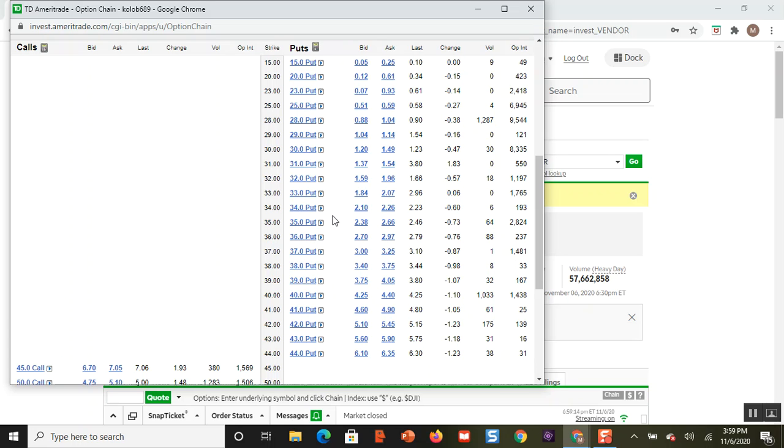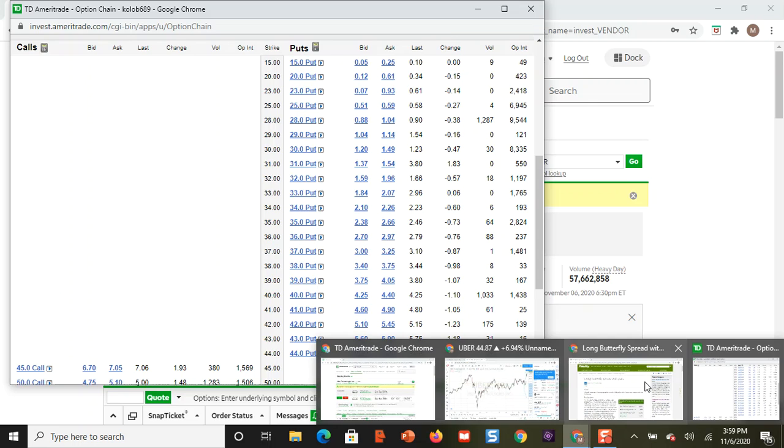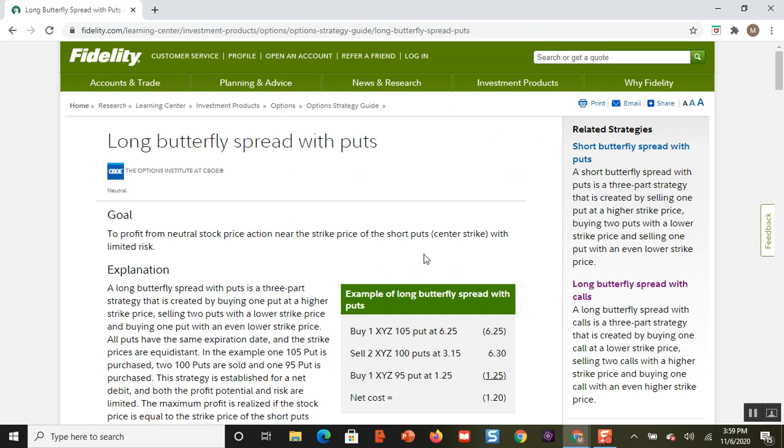You wouldn't want it to go to 34 or 33. That would cut into your profit, right? But if it went to 35, you would make that $300, but you'd also make extra money because you're doing a credit put spread. So this, and again, you can read all this on your own. This is a long butterfly spread with puts.